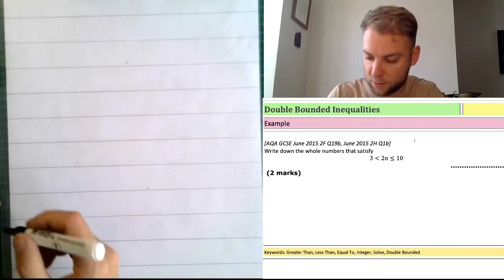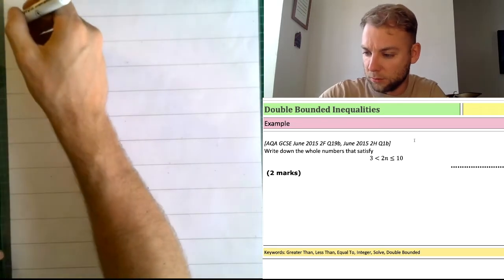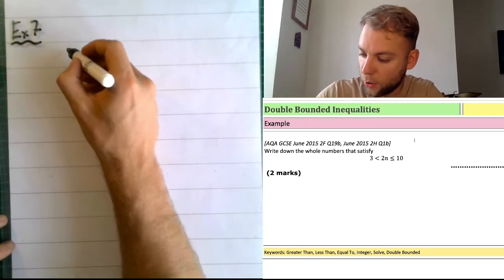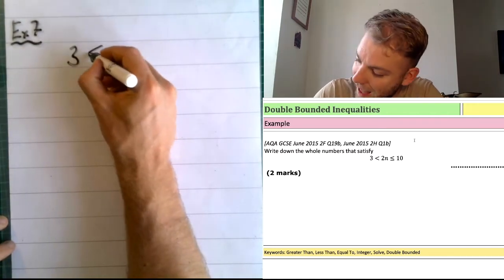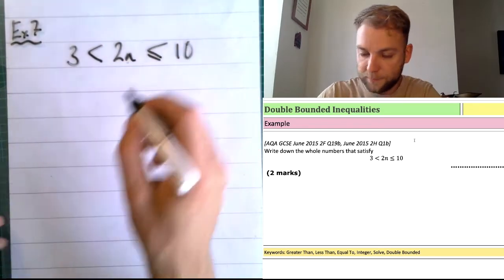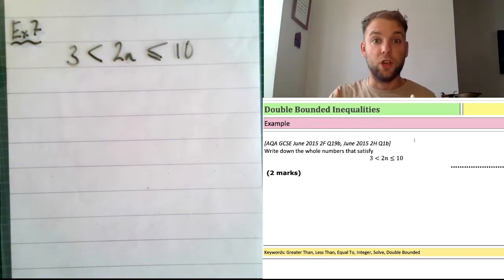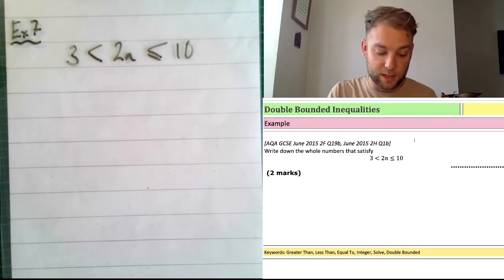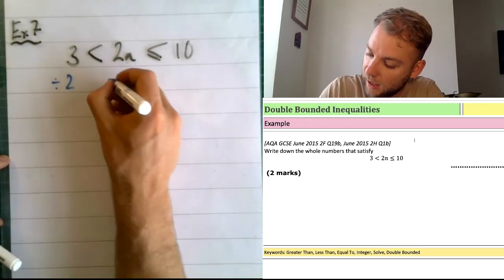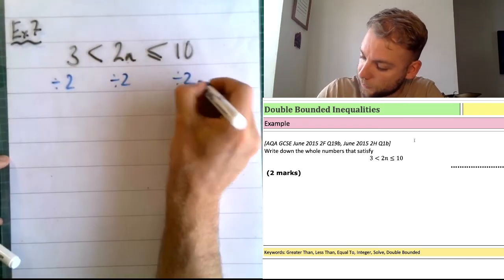So let's have a look at this one together. It's definitely worth getting this one down. We're on example, I think it's 7 now. Example 7. So 3 is less than 2n is less than or equal to 10. So the first thing we need to do is to solve this. It doesn't say to do that, but that's what we need to do. And I do that by getting rid of that 2 by dividing each of these parts by 2.